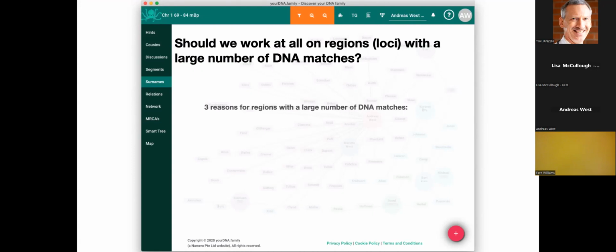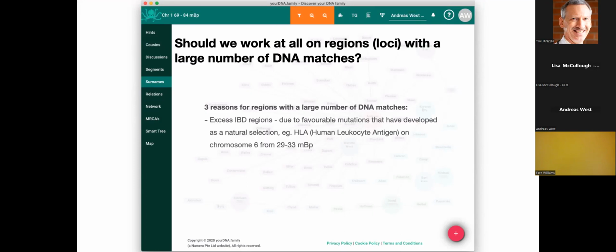Like I said early on, in my opinion, there are actually 3 different reasons for a large number of DNA matches. The first one is, and these are IBD matches, right? So they triangulate, but due to some favorable mutations that have developed over time through natural selection, matches are very, very similar over a specific kind of loci that we have. And there was a study, I think more than 10 to 15 years ago, from Lee and some other scientists that identified that list.